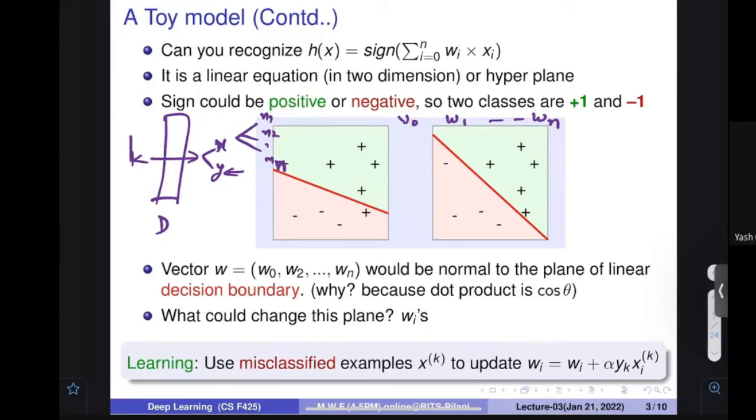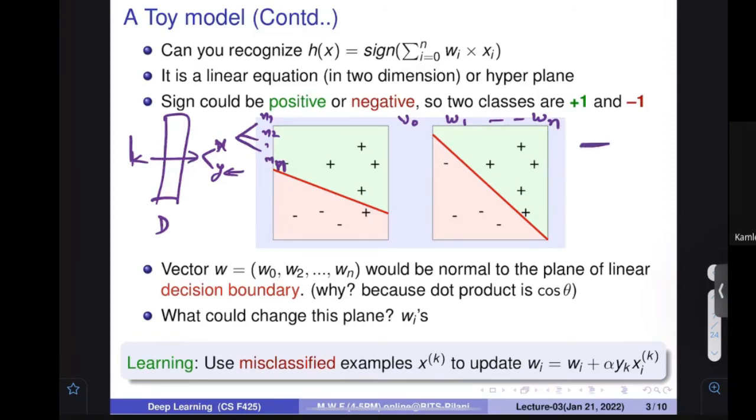Sir, I just had one doubt. When you update this Wi with regard to the kth example, the previous data points might also change by the change equation. Yes, they also get changed. So that's why I'm going to perform this operation multiple number of times.